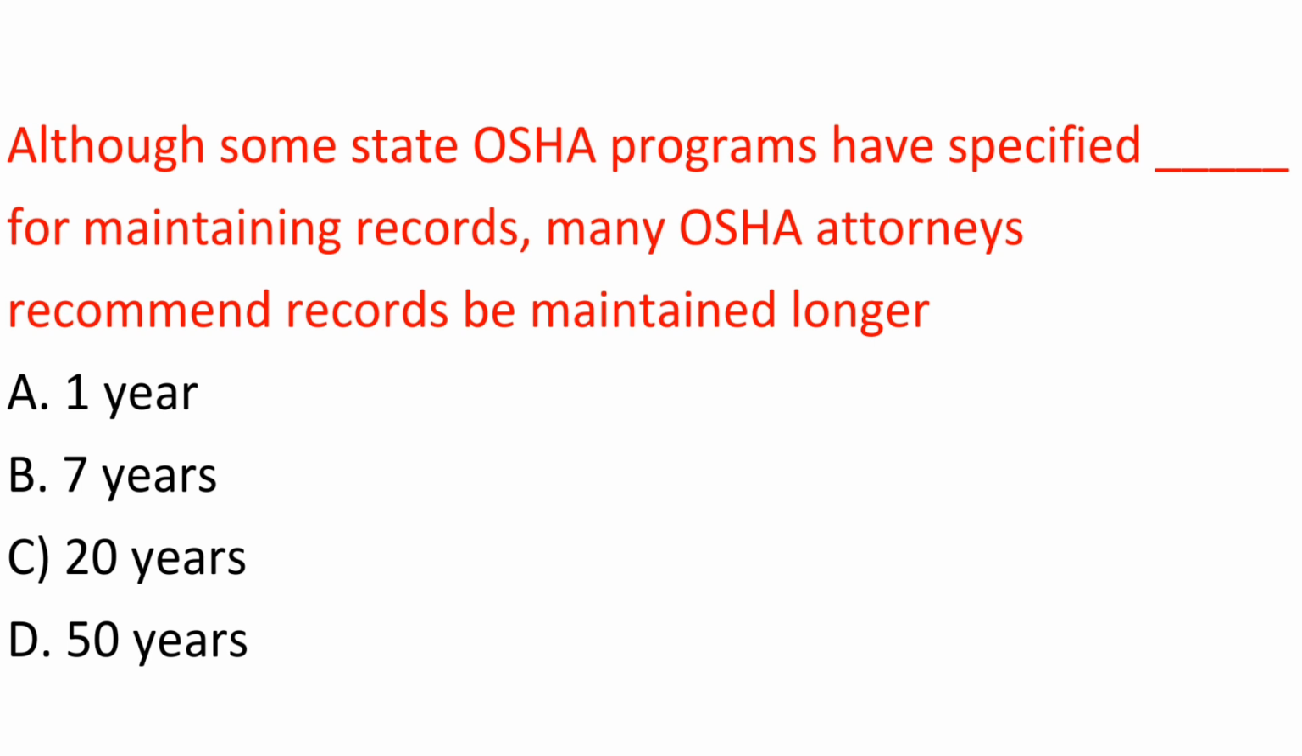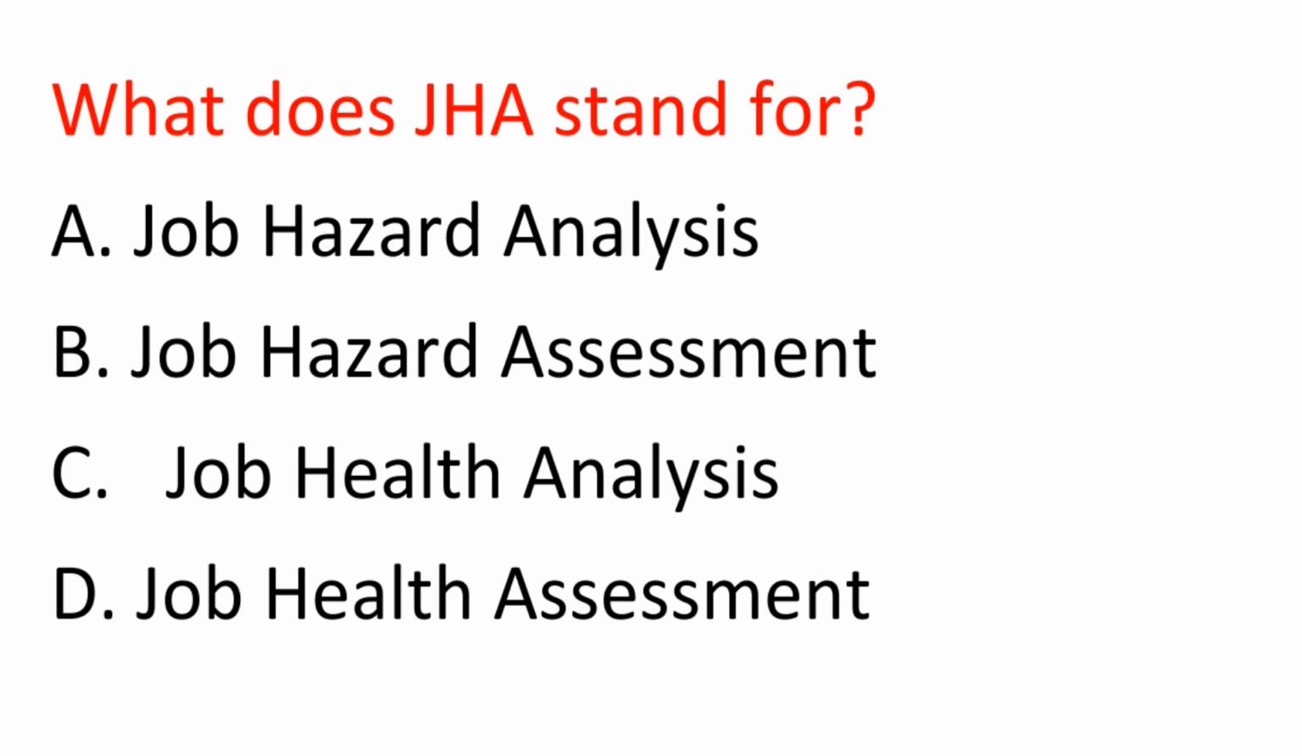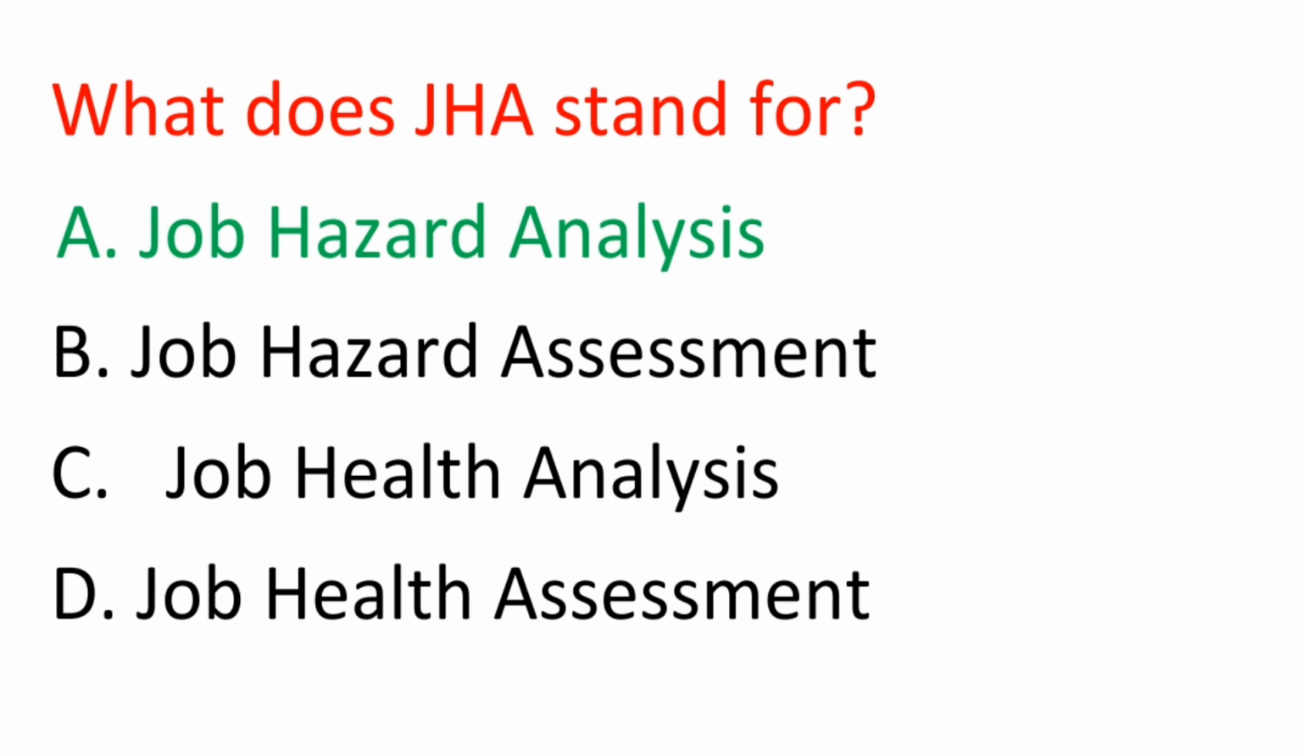Question. Although some state OSHA programs have specified times for maintaining records, many OSHA attorneys recommend records be maintained longer. A. 1 year. B. 7 years. C. 20 years. D. 50 years. Answer. A. 1 year. Question. What does JHA stand for? A. Job hazard analysis. B. Job hazard assessment. C. Job health analysis. D. Job health assessment. Answer. A. Job hazard analysis.